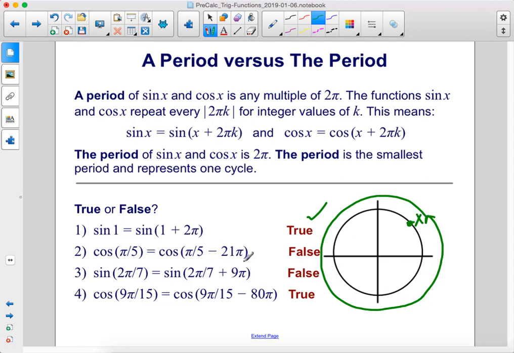Or you could go minus 20 pi, you go the other way, and you'd still end up at exactly the same point. However, if you went around 21 times, you would end up over here, and the sine value would be different. So with 2 pi, or any even multiple of 2 pi, you're going to end up at the exact same place. Whereas with an odd number, you will end up across the circle, and you will not end up with the same sine value or cosine value.